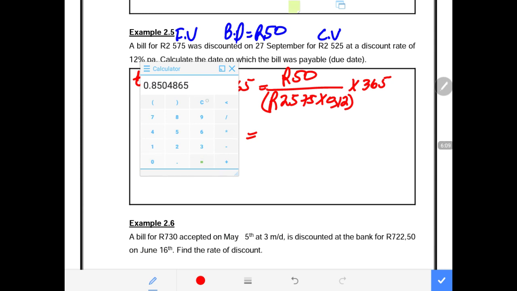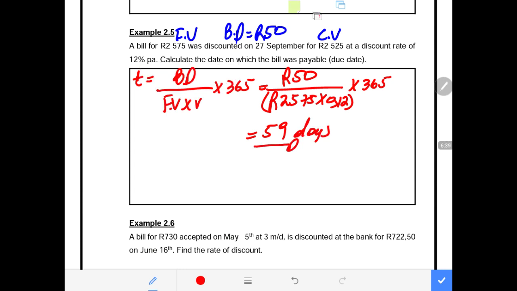We get 50 divided by, open brackets, 2,575 times 0.12, close brackets, equals, times 365. We get 59 days. What does this 59 days mean?